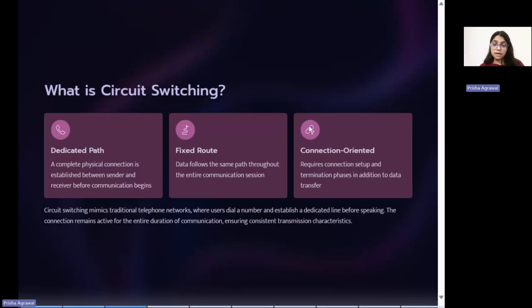A common real world example of circuit switching is our traditional telephone system. When you dial a phone number, the telephone exchange establishes a dedicated line connecting the two telephones. During the entire phone call, that communication line remains active even if the users are not speaking continuously, ensuring consistent transmission characteristics.